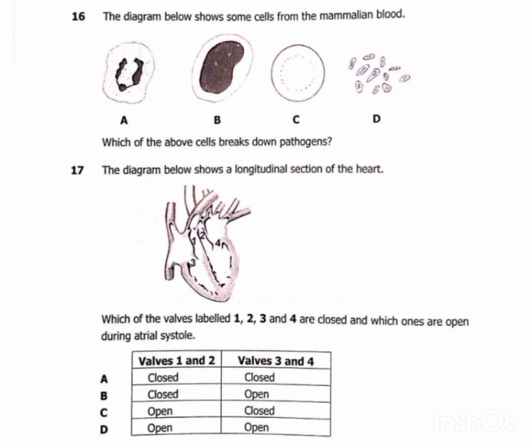So the correct answer is A. Phagocyte white blood cells are the ones which break down pathogens. So the answer is A. Let's look at question number 17.